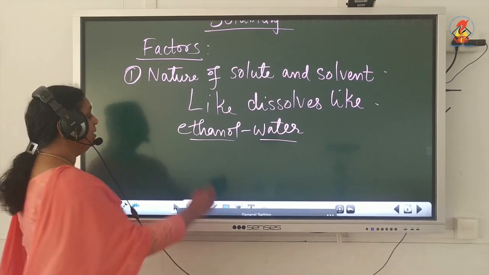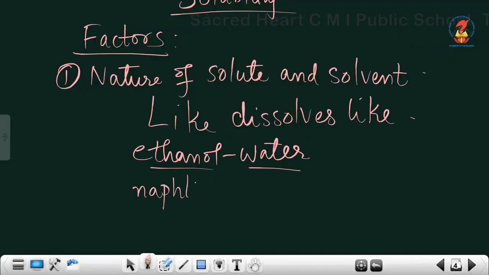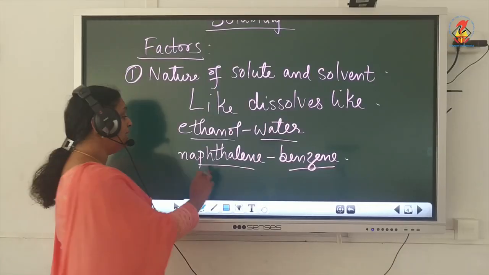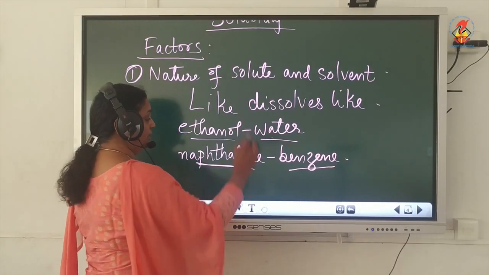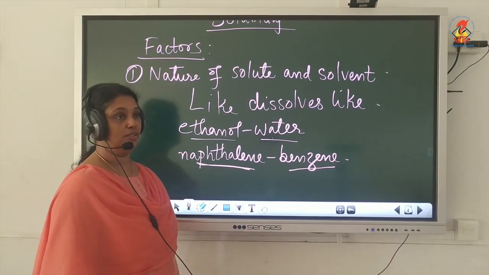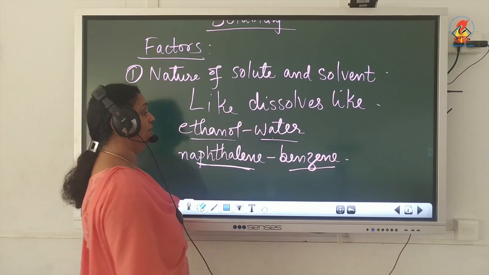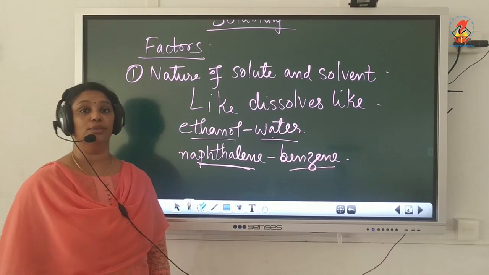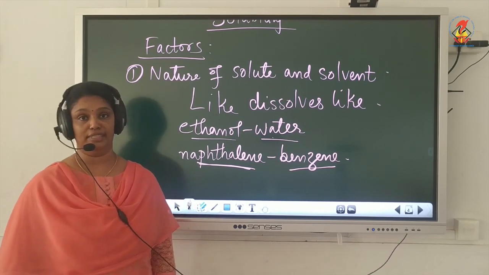Now if the solute is non-polar, it will be soluble in a non-polar solvent. For example, naphthalene is soluble in benzene. Here, naphthalene as well as benzene are both non-polar. But we know naphthalene is insoluble in water, but it is soluble in the non-polar solvent benzene. So this is the rule, like dissolves like. A polar solute is soluble in a polar solvent and a non-polar solute is soluble in a non-polar solvent.